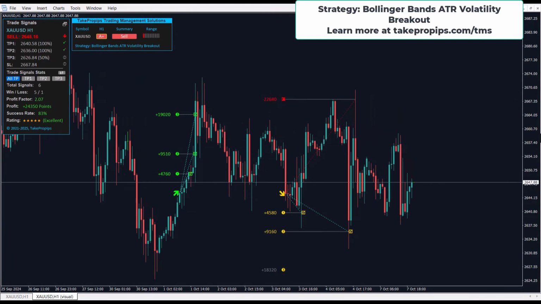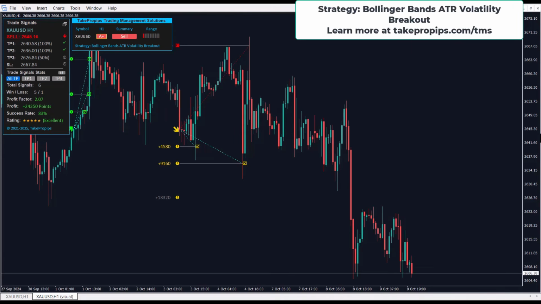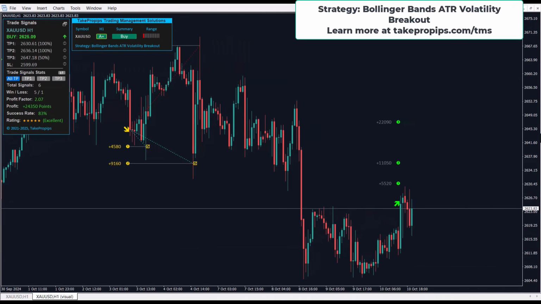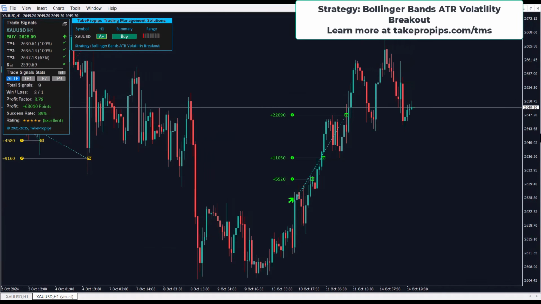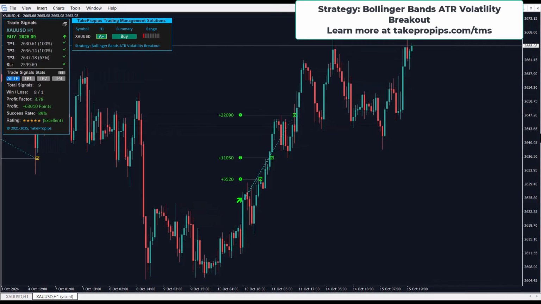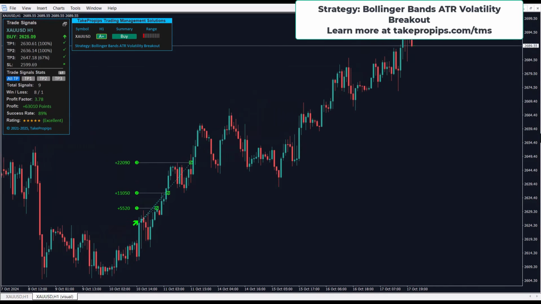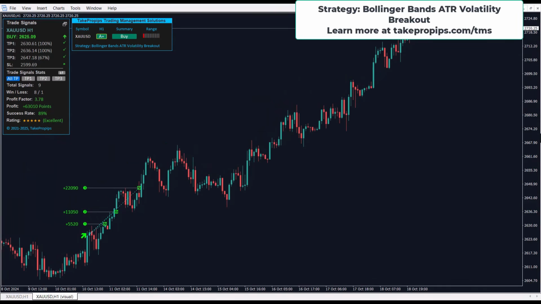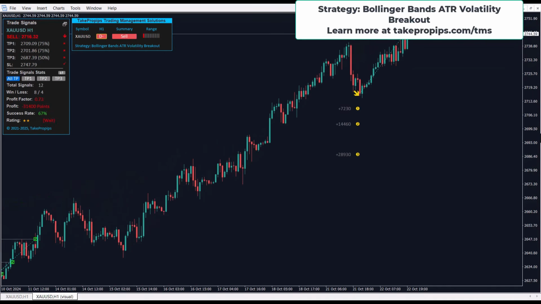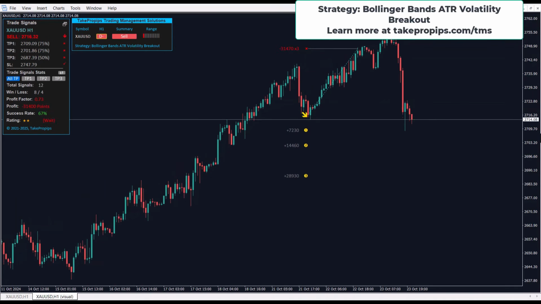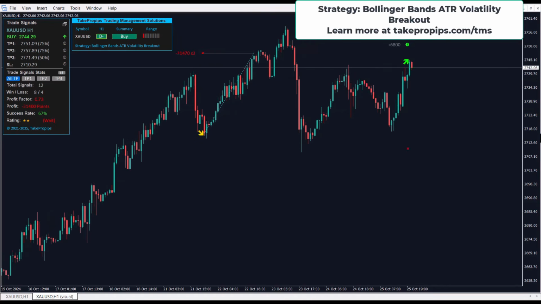The strategy uses two indicators, Bollinger Bands and ATR. Bollinger Bands create upper and lower bands around price based on recent volatility. When price makes a strong move outside those bands, it can signal that a breakout is happening. ATR, or average true range, measures how much the market has been moving recently, giving us a simple way to understand current volatility. For this strategy, the Bollinger Bands use a 20-period setting with a standard deviation of 2.